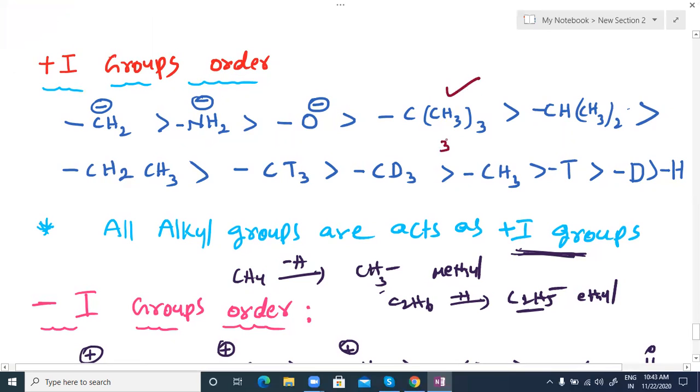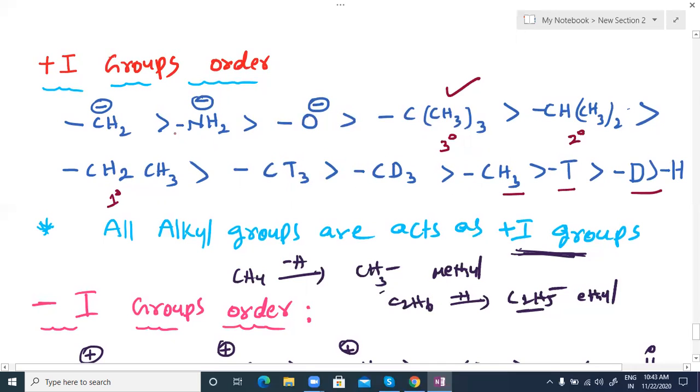This is tertiary alkyl because that carbon attaches 3 methyls. Secondary, this is primary. Carbon attached to only one carbon, that's why primary. If 2 carbons attach, secondary. 3 means tertiary, like that. T means tritium, an isotope of hydrogen. You know hydrogen has 3 isotopes: protium, deuterium, tritium. These are also hydrogen forms only. Among these, which is the more plus I group? I have given T, meaning tritium, isotope of hydrogen.